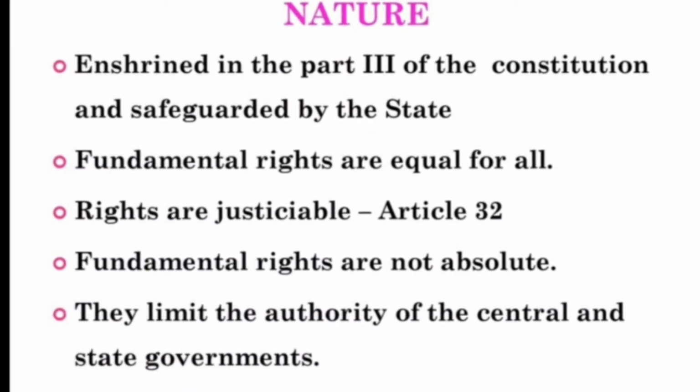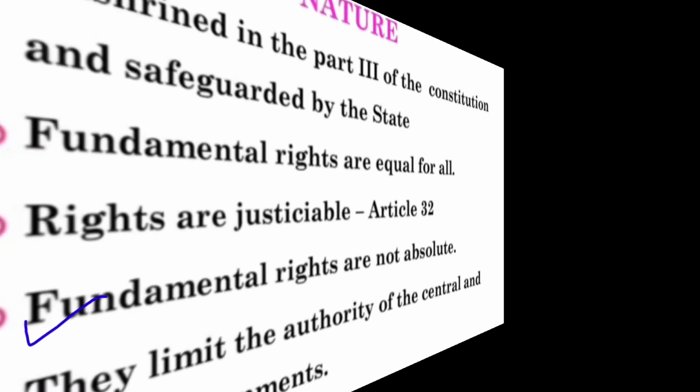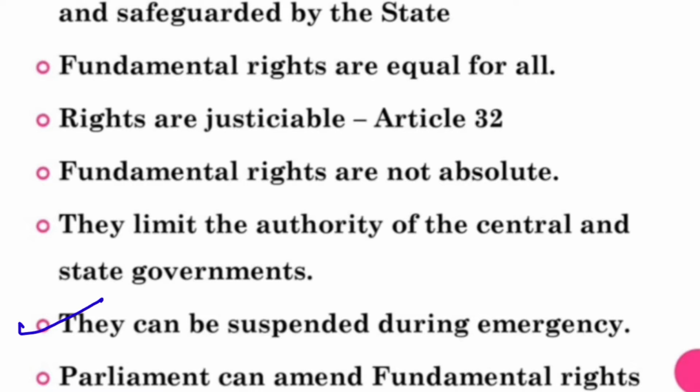Let's discuss the nature of fundamental rights. Enshrined in Part 3 of the Constitution and safeguarded by the state. Fundamental rights are equal for all. Rights are justiciable, Article 32. Fundamental rights are not absolute. They limit the authority of the central and state governments. They can be suspended during emergency. Parliament can amend fundamental rights.